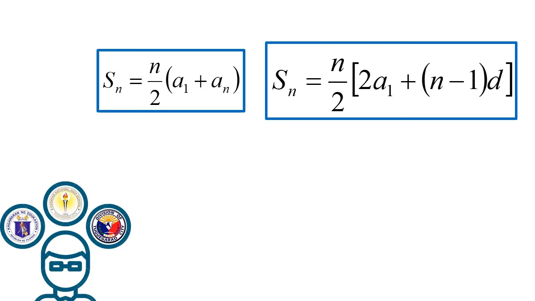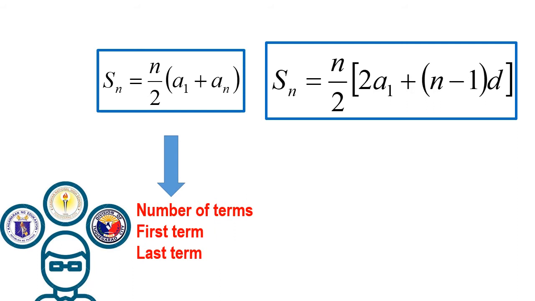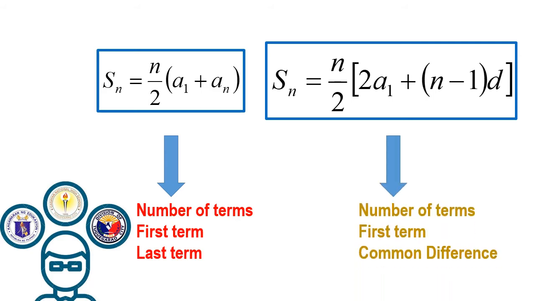Obviously, class, the first formula is used when the first term, the nth term, and the number of terms are known. The second formula is used when the first term, the number of terms, and the common difference are known.